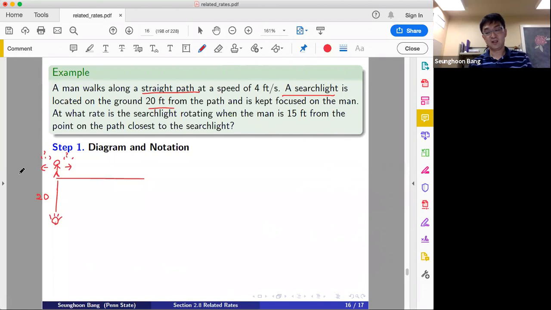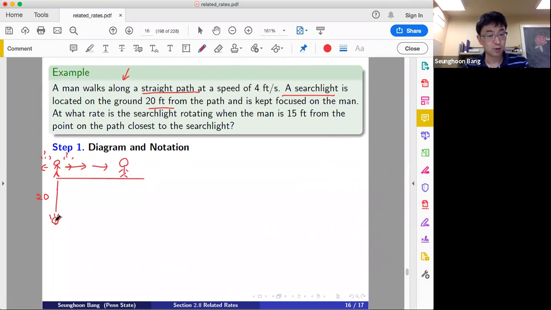In this problem, do we have a direction for this man? We don't have it, so we don't have any direction. What does it mean? Either one is fine. The man can move to the right or to the left; it doesn't matter. We have the same answer. In this case, I just use the right-hand side, but you can choose either one. So the man moves to the right.